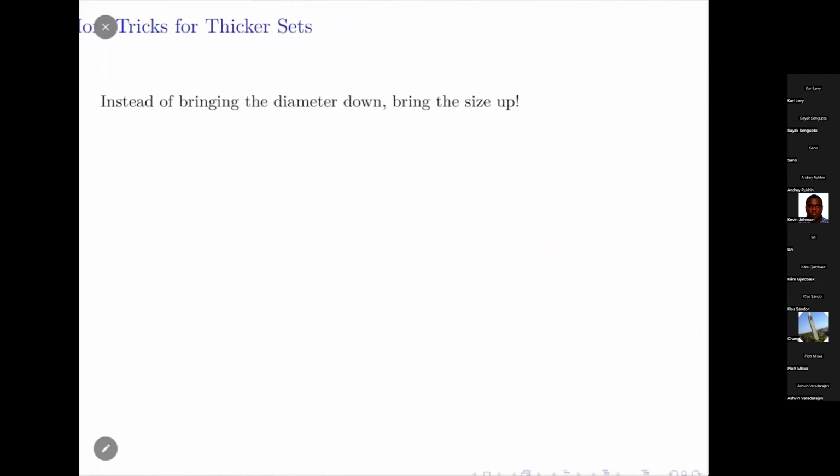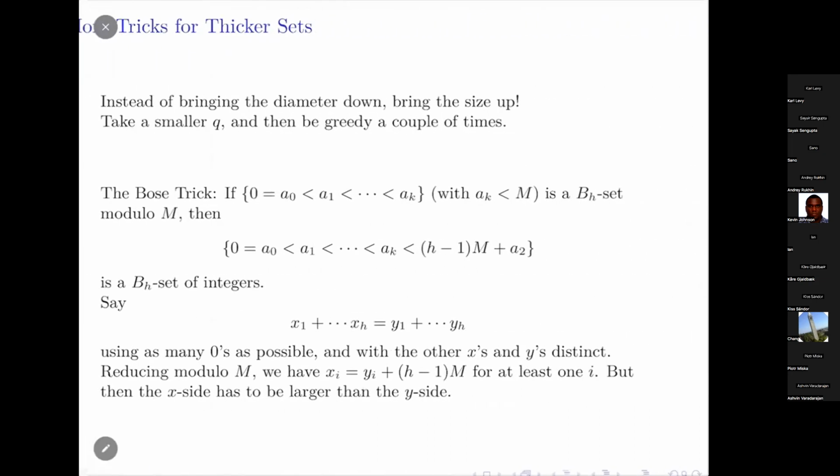Okay, so another idea is instead of bringing the diameter down, bring the size up. The way you would do that is you get some B sub H set, and then you put in some extra elements. You just sort of greedily look for, hey, maybe I can add in a new element without getting too big. And Bose has a paper in the 40s where he mentions a way to do this in general as just kind of a throwaway comment, buried on page 3 of his paper about something else. And it hasn't been picked up on by the computational people or the theory people.